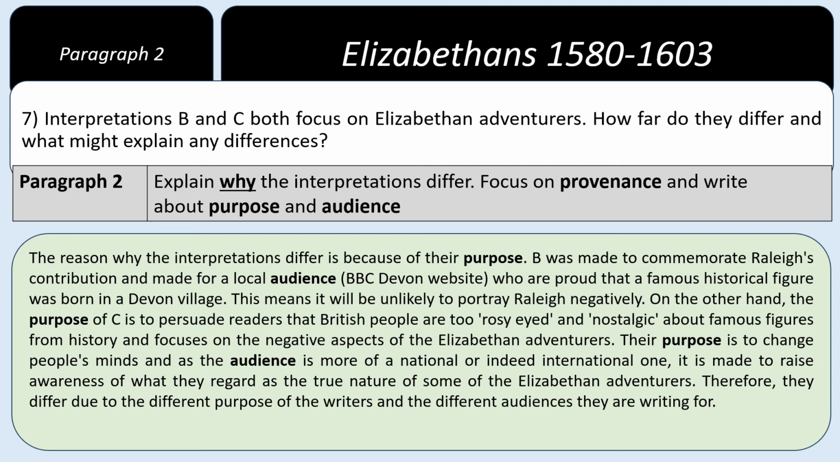On the other hand, the purpose of C is to persuade readers that British people are too rosy-eyed and nostalgic about famous figures from history, and focuses on the negative aspects of the Elizabethan adventurers. Their purpose is to change people's minds, and as the audience is more of a national or indeed international one, it is made to raise awareness of what they regard as the true nature of some of the Elizabethan adventurers. Therefore, they differ due to the different purpose of the writers and the different audiences they are writing for. So I put in bold there, where we talk about purpose and audience, to emphasize that that's the key aspect of explaining why interpretations differ.